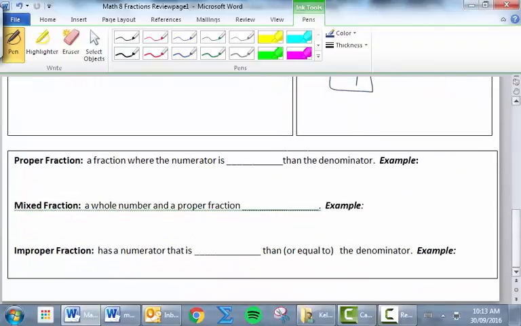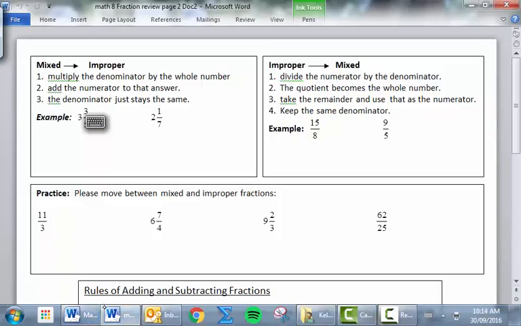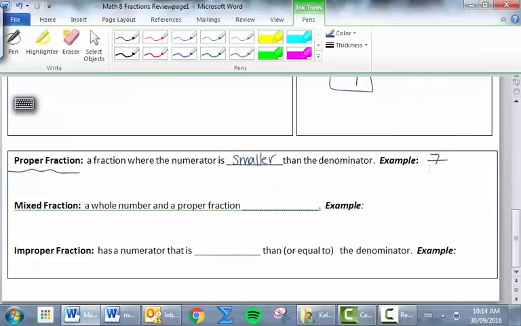Okay, welcome back. A little bit more terminology. First word that we're going to look at is a proper fraction. So a proper fraction is a fraction where the numerator is smaller than the denominator. And this is usually what you're used to. Something like 7 over 8. The top number is smaller than the bottom number.